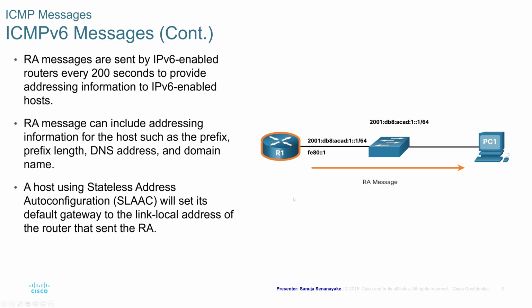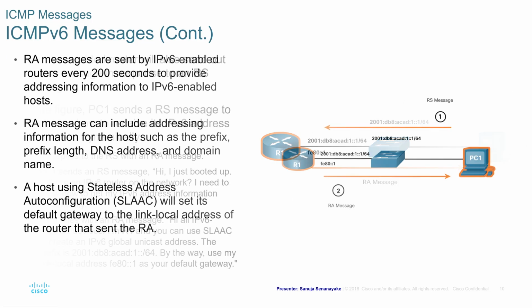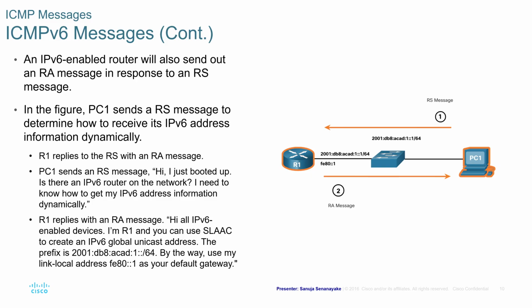So this is what that's showing on the right hand side of this diagram. An IPv6 enabled router will also send out an RA message in response to an RS, router solicitation, message. In this particular figure, PC1 sends an RS message to determine how to receive its IPv6 address information dynamically. R1, which is router 1, replies to the RS with an RA message.